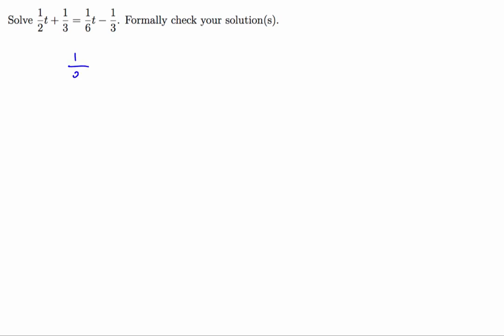As we first look at our next equation to solve, 1/2 t plus 1/3 equals 1/6 t minus 1/3, a few things should definitely stand out. One, there are fractions throughout this equation, and two, some of these fractions have different denominators. The approach that we want to use is to take this equation and, as a first step, clear out the fractions. To do this, the first thing we need to do is figure out what is the lowest common denominator of all of the fractions through the entire equation.